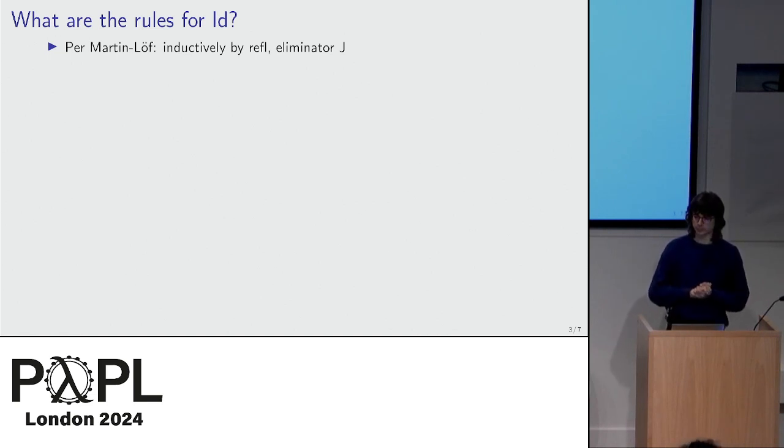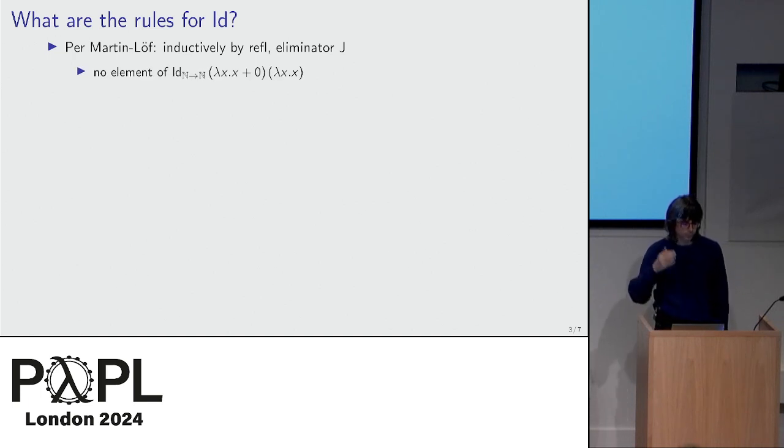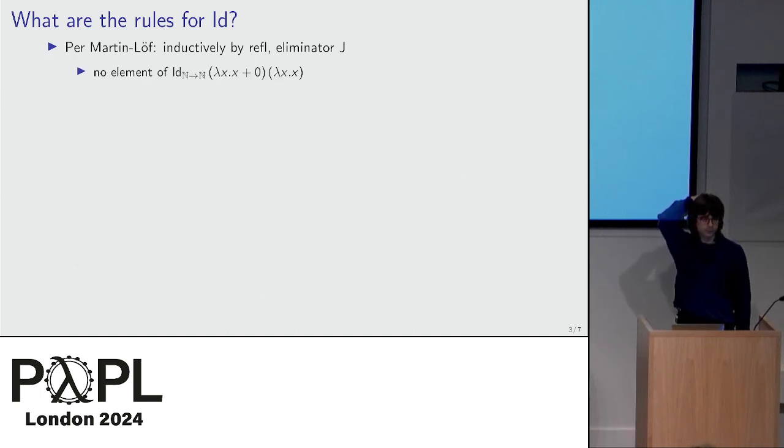So one, the way by Per Martin-Löf, is very simple, it's a very nice way. It's saying that it's an inductive type generated by the reflexivity constructor, and then this gives a notion of eliminator, which is the J. So one problem with this is that this only works well for identity of inductive types and not for co-inductive ones.